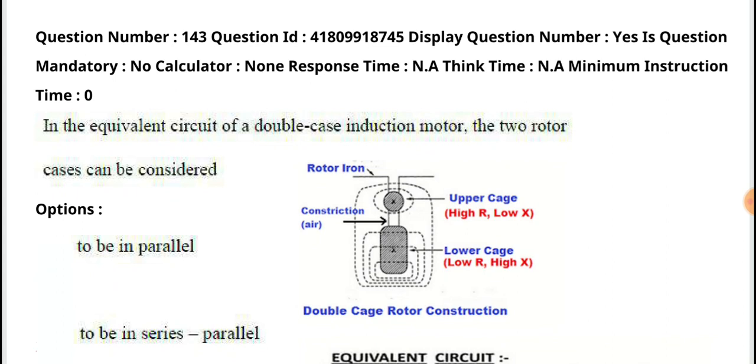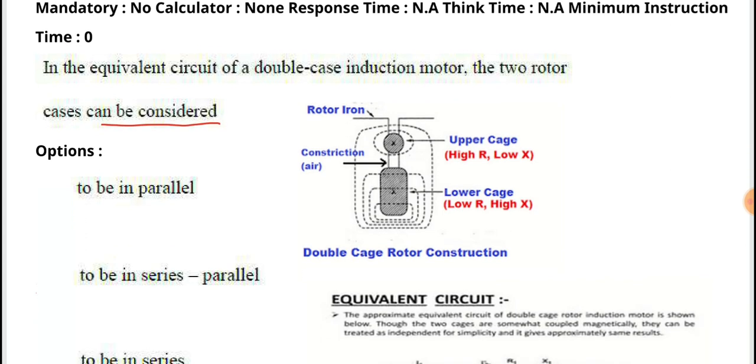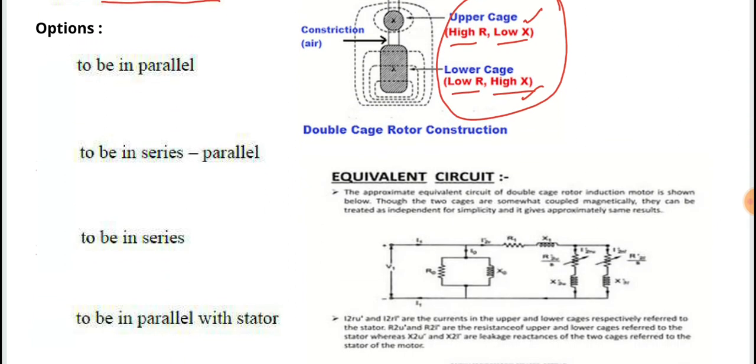Next one. In the equivalent circuit of a double cage induction motor, the 2 rotor cages can be considered as? For your convenience I have taken the diagram here. Here we have the upper cage and here we have the lower cage. The upper cage will have high resistance, low reactance. The lower cage will have low value of R and high value of X. So remember these points, this is also very important here. Now when you come to the equivalent circuit here, these 2 equivalent values are connected in parallel here.